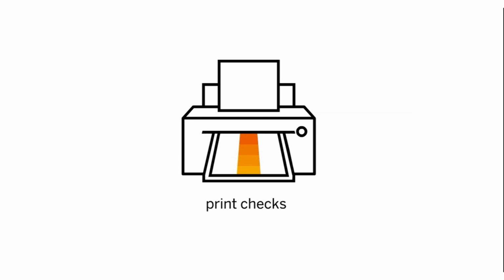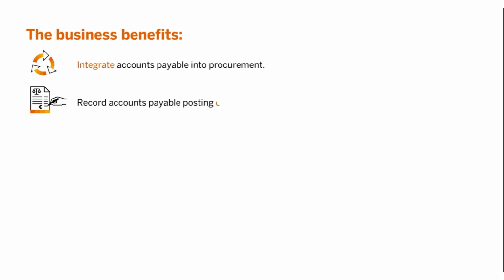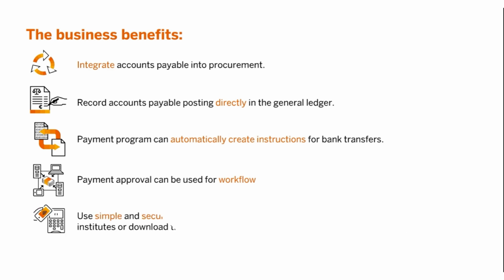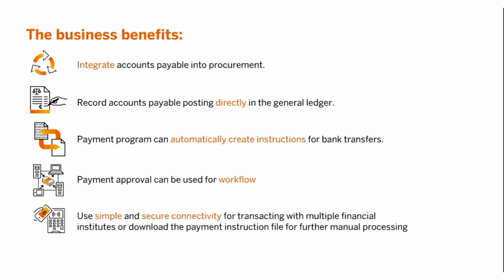The business benefits of this process are to integrate accounts payable into procurement, record accounts payable posting directly in the general ledger, payment program can automatically create instructions for bank transfers, payment approval can be used for workflow, use simple and secure connectivity for transacting with multiple financial institutes or download the payment instruction file for further manual processing, and analyze the efficiency of your payment processing.